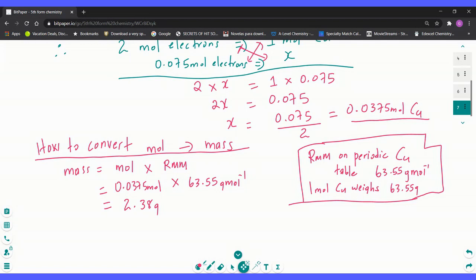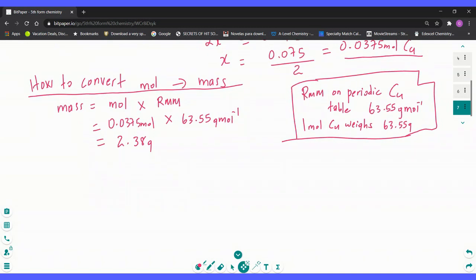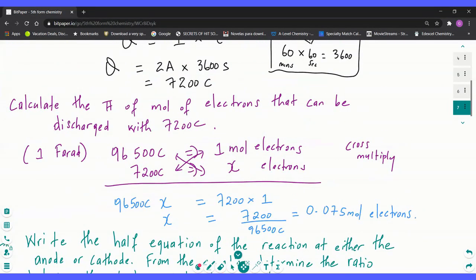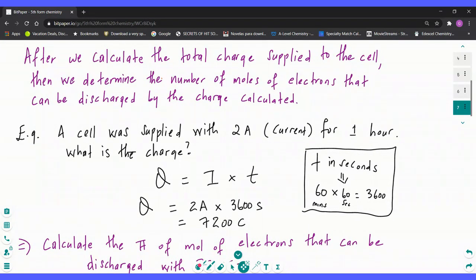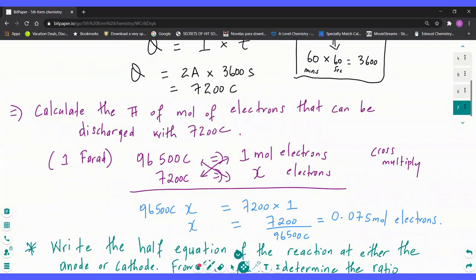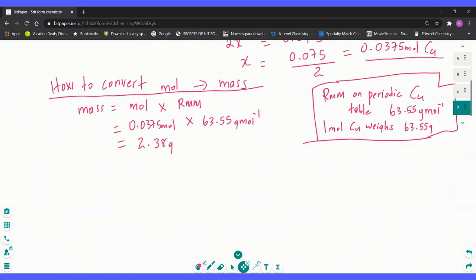Now, let us see how this all ties together. It's really been a long route I've been carrying you through, but I'm going to show you how it ties together. Let us go back to the original question. We supplied a cell with 2 amps of current for 1 hour, and we wanted to see how much copper we could produce. After all of that calculation, we realized that we could have produced 2.38 grams of copper. That's the essence of what we were trying to do.